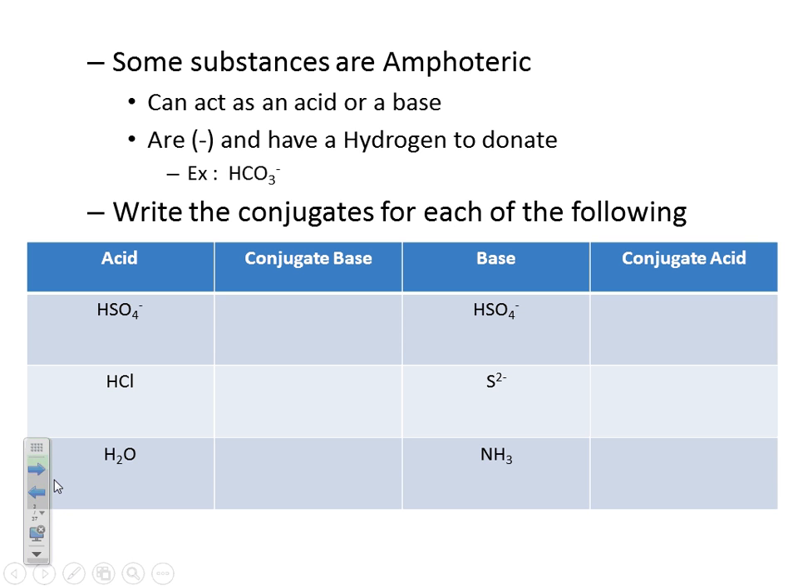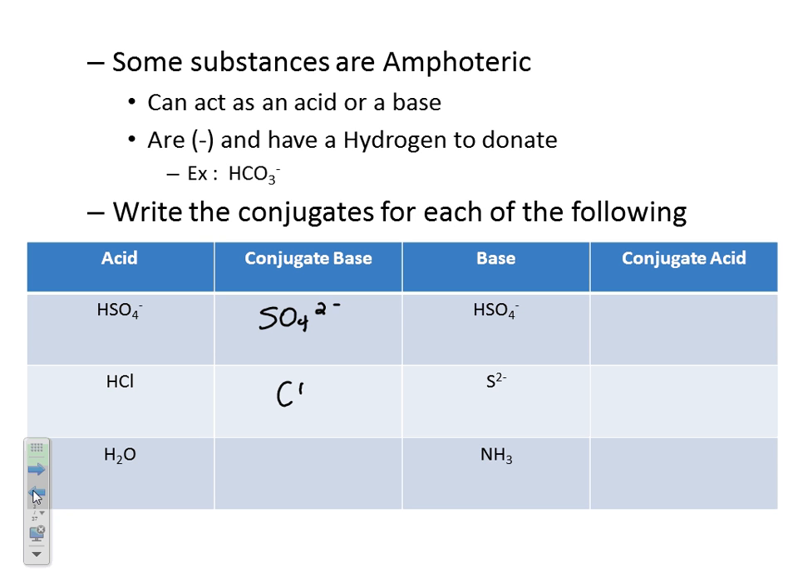So for example, the bicarbonate ion is a great little amphoteric substance. It has a hydrogen to donate if it's with a strong enough base, and it's negative, so if it's with a strong enough acid, it can accept that hydrogen. Just a reminder that if we have the bisulfate ion, for example, its conjugate base, once that hydrogen goes away, is the sulfate 2- ion, which is a better base than the bisulfate ion. It's got that charge of -2. It's going to attract a hydrogen better than the bisulfate.